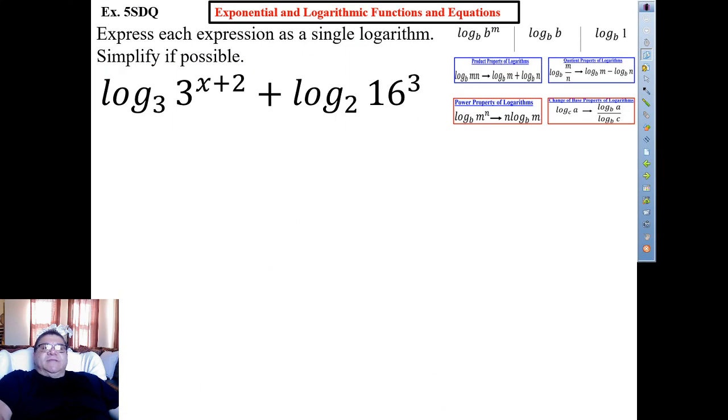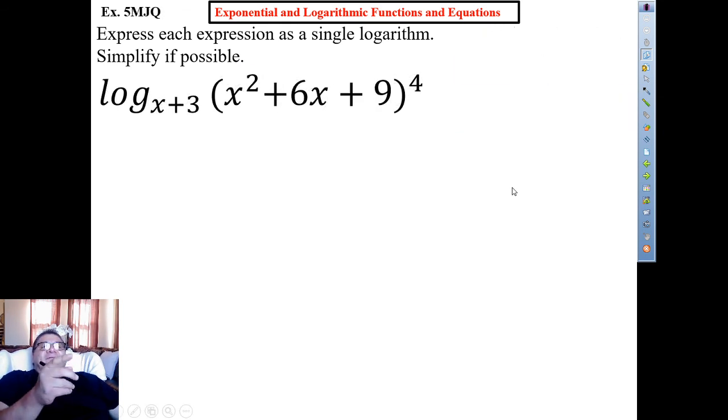And the last one for today. Ready to crank it up a notch? Bam, let's go. 5MJQ. Michael Jordan from the corner. All right. It reads log base x plus 3. And the given number is x squared plus 6x plus 9. And all that to the 4th power.